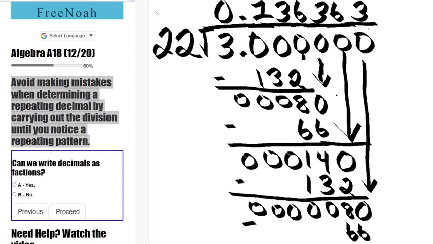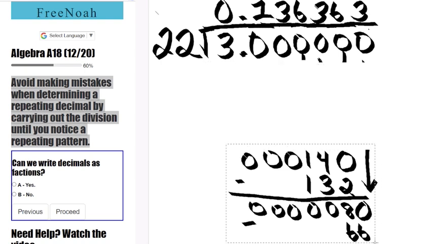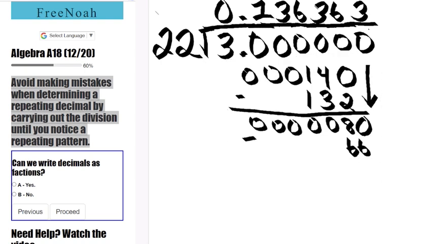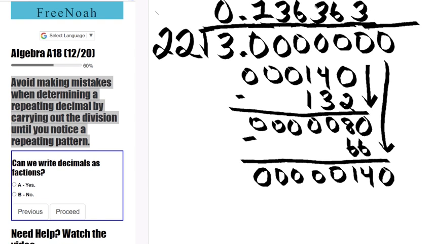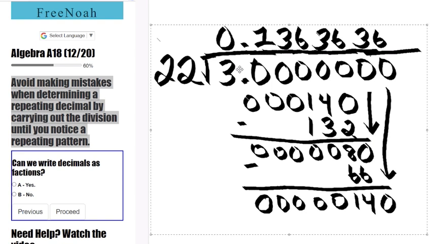And let's make more space here. Maintain everything nice and neat. Perfect. Now we make another 0 here, drop down this 0, and 22 goes into 140 6 times. 6 times 22. Well, that'll give us 132. All right. So we can already see that there's a pattern here.